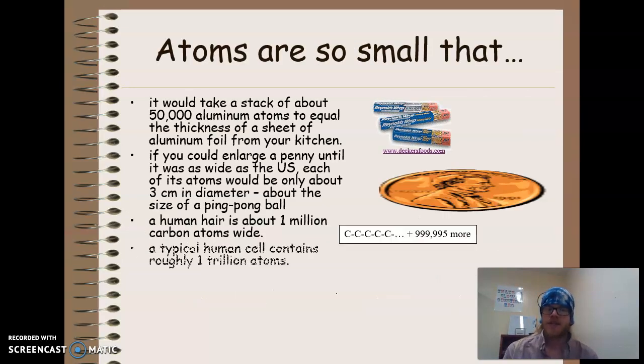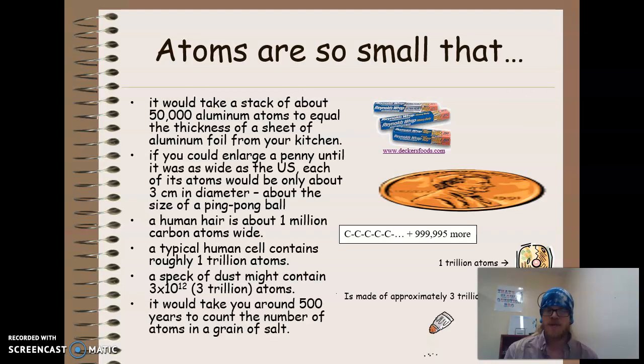All right, so talking about how small these things are, I'm not going to read through all of that. You guys are welcome to pause this and take a look, go through that. When it says at the bottom, that's one that's cool to look at. It says it would take you around 500 years to count the number of atoms in 1 grain of salt, right? So you think like 1 grain of salt, you can see that, okay? So if you can see it, it's way bigger than an atom.